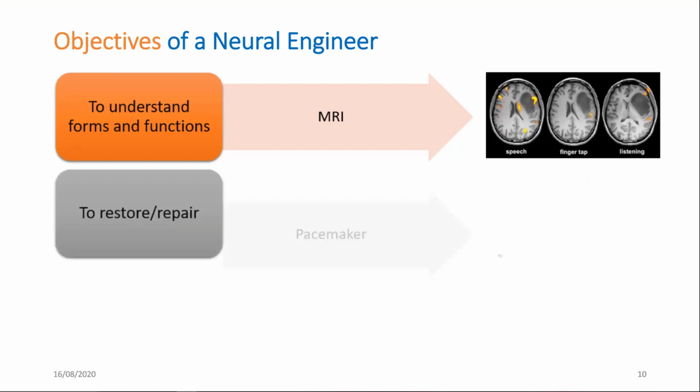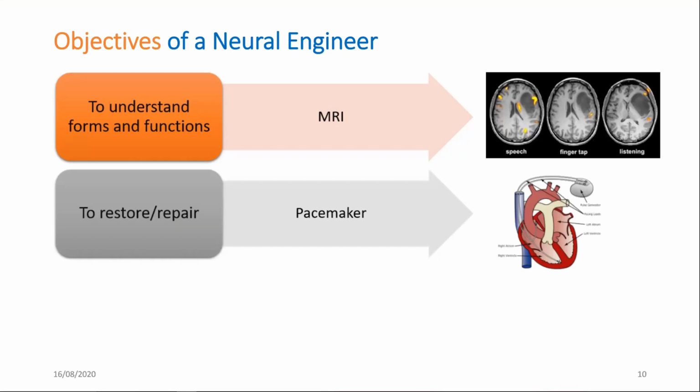Then again, to repair or restore the functionality, something like a pacemaker of the heart, what it does, it creates a series of electrical impulses that are being put into the heart, particularly near the Purkinje fibers, if I'm not wrong. And what it does, it restores that neuronal signaling part of the heart and restores the functionality.